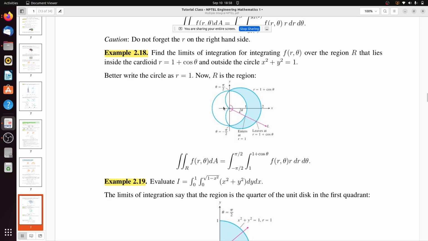This is called a cardioid. So this is a circle, and if you integrate over this cardioid and circle, the sectorial area lies in between them. So first you put r equal to 1. If you put r equal to 1, then cos theta equal to 0, which means theta equal to minus pi by 2 and the other theta is pi by 2. So there are two roots.